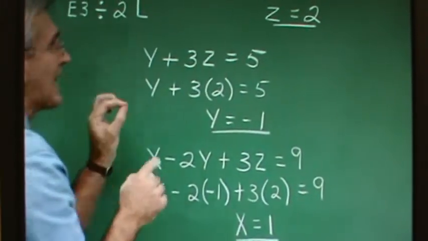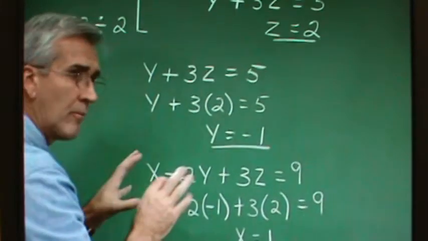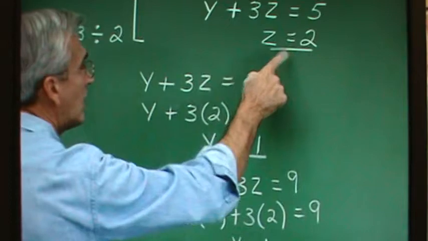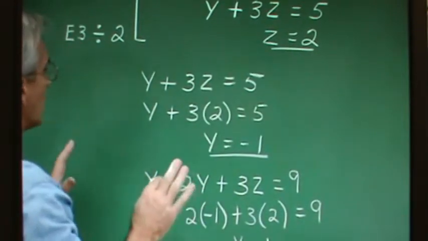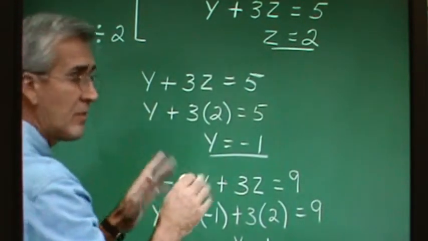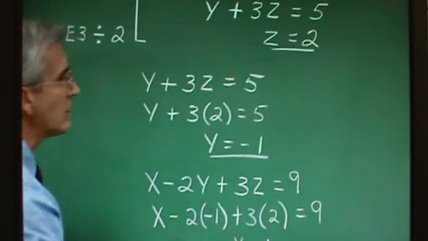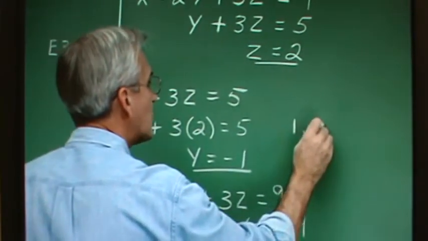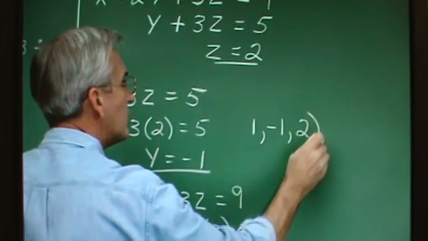Now we have a group of numbers that solves the system of equations. X is 1, y is negative 1, and z is 2. Now often the solution to a system of equations like this is listed as an ordered triplet. X is 1, y is negative 1, z is 2.